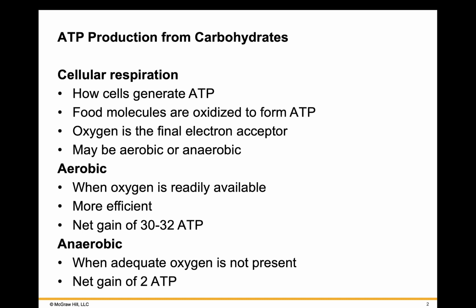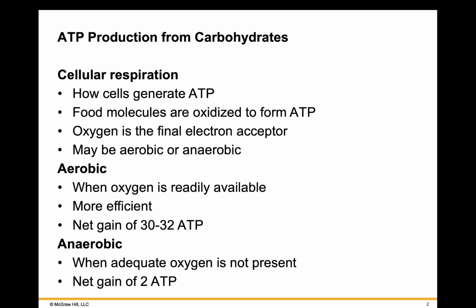The other thing that I want you to remember here is when we're talking about the oxidation of glucose, we want to remember that it requires oxygen, and that's what cellular respiration is. It is the process in which our cells generate ATP. The food that we consume are oxidized to form ATP, and we want to think of oxygen as the final electron acceptor. Now, these processes may be aerobic or anaerobic.